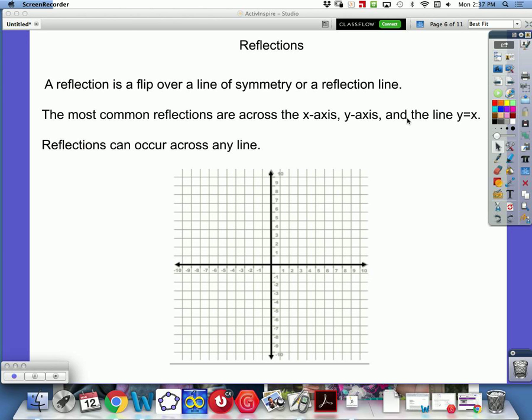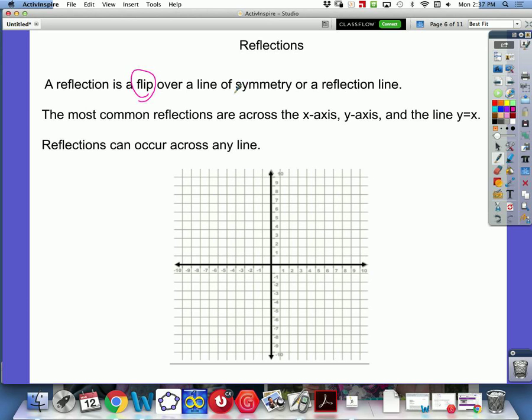The next type of transformation that we're going to talk about is a reflection. A reflection is the same thing as a flip, and it's over some sort of line of symmetry or a reflection line. A lot of you probably learned about reflections when you were in elementary school. When they would stick a mirror in front of you, you would see the shape and you would see what the shape looked like on the other side.